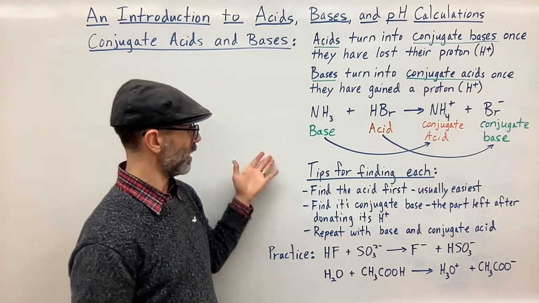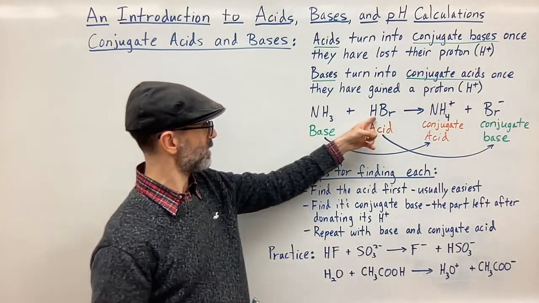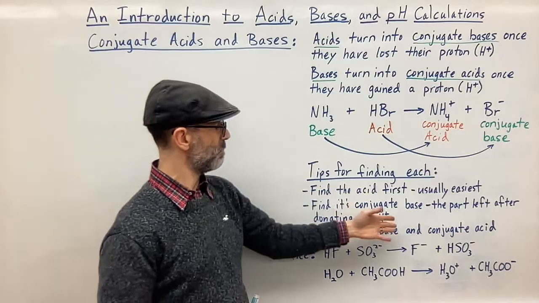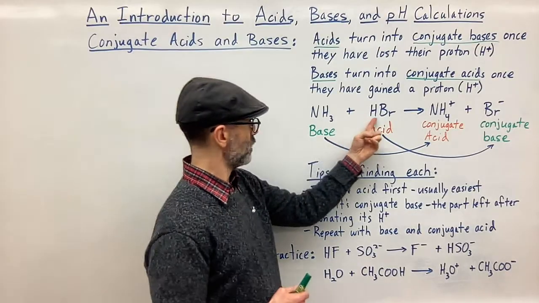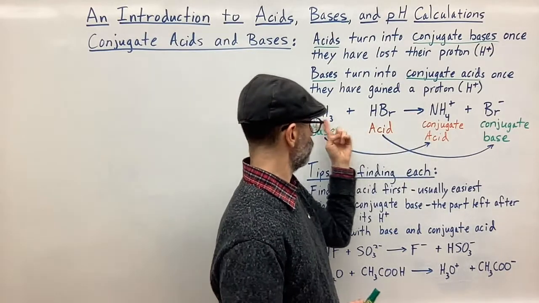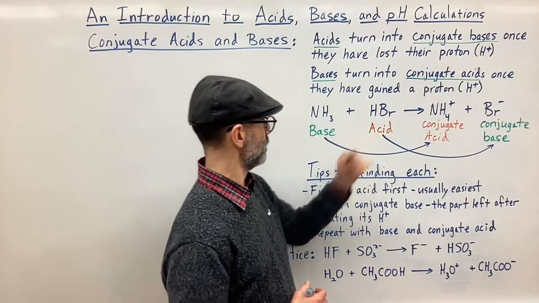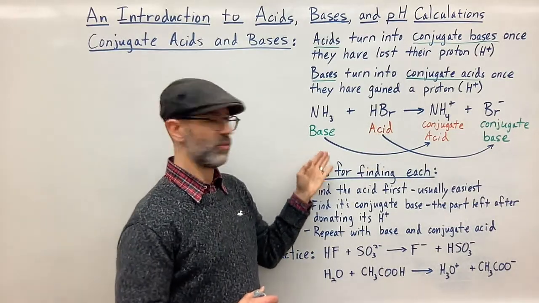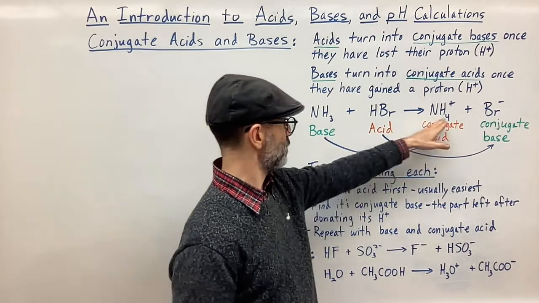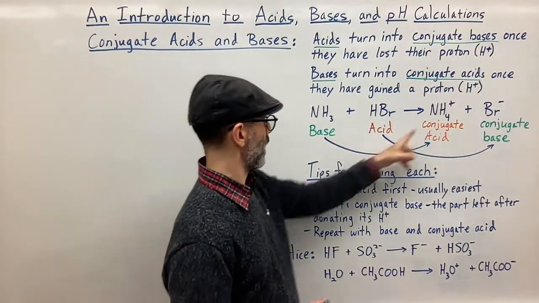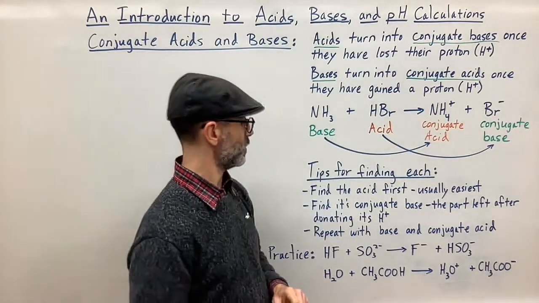A few tips for finding each. First, find the acid. That's usually the easiest, so HBr is the acid here. Then find its conjugate base, which is the part that's left over after it's donated your hydrogen. Here, HBr donates hydrogen to NH3, and what's left? Br minus. So that is your conjugate base for this acid. Then you do the same thing for the base. The other one has to be the base. It is linked to the conjugate acid on this side, again by the transferring of a proton. This one is gaining the proton to get your NH4 plus.